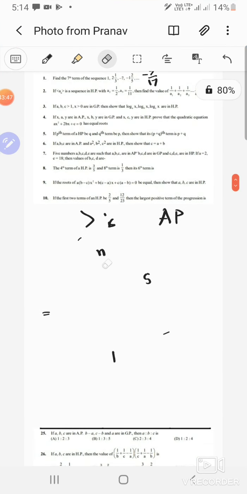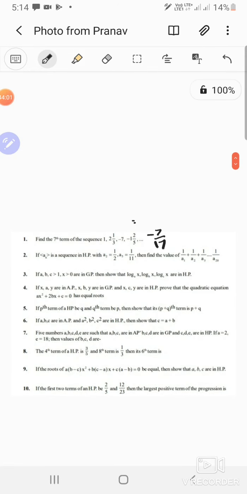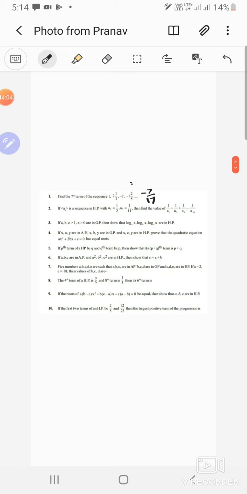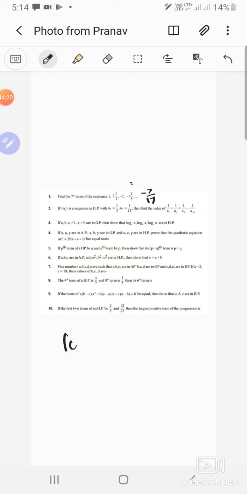The next question is, if a, b, c are everyone greater than 1 and x is a positive number, and a, b, c are in GP, then show that log base a of x, log base b of x, and log base c of x are in a harmonic progression. Here we can use the rule that log base m of n can be written as 1 upon log base n of m.